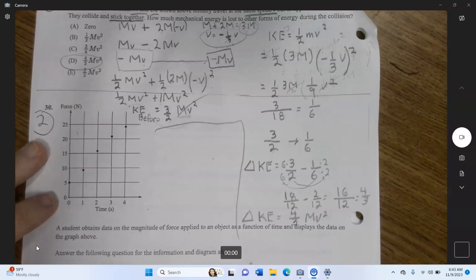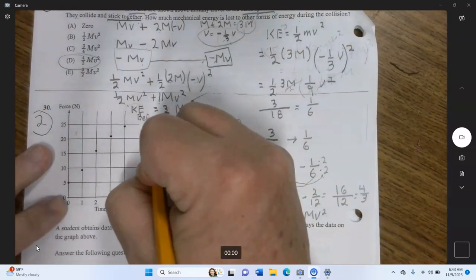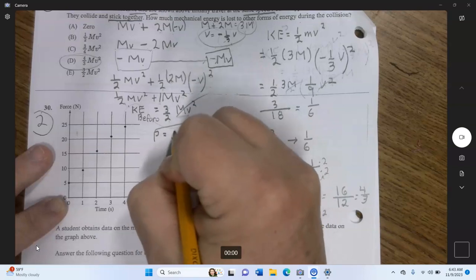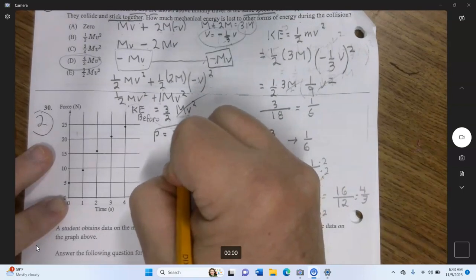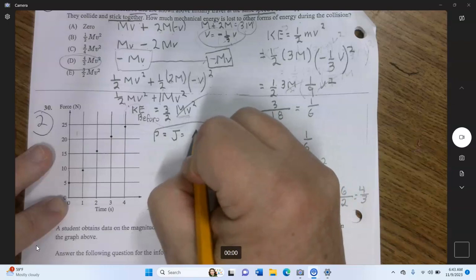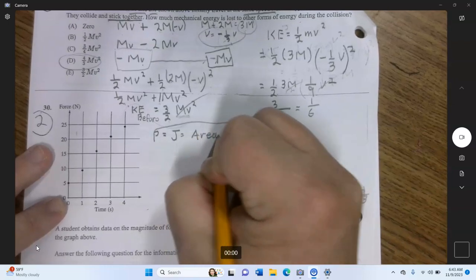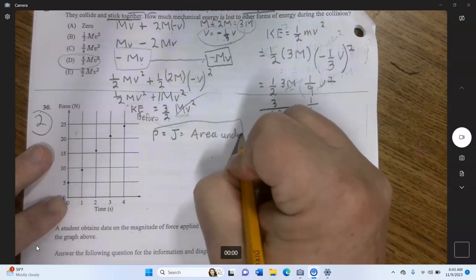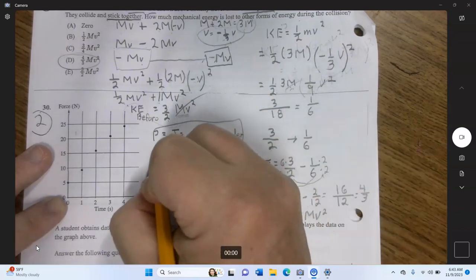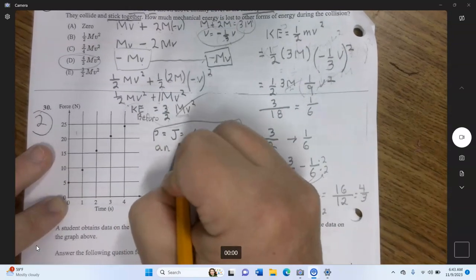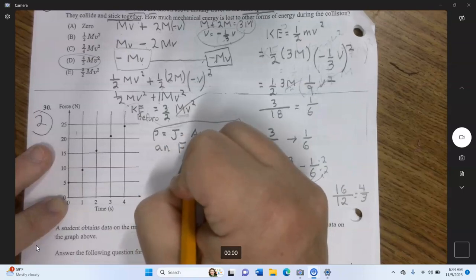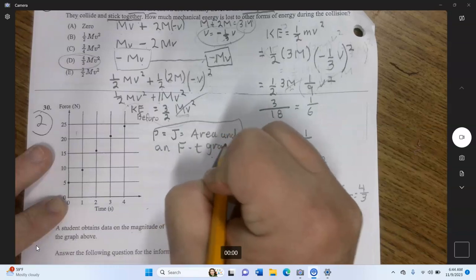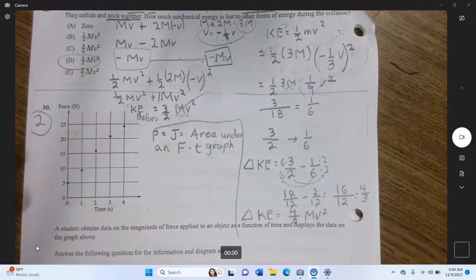So the rule is very simply that the change in momentum equals impulse J, which equals the area. Write this down. I want you to make these notes, because when you review this 6 months from now, it may not be obvious. Under an F-T graph, it's the area under the graph. Okay? So what is that area?